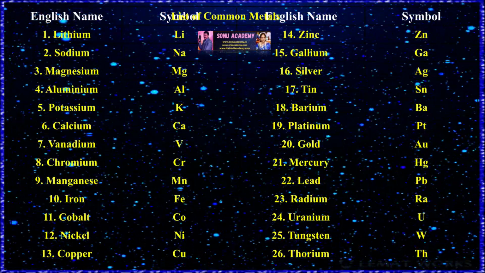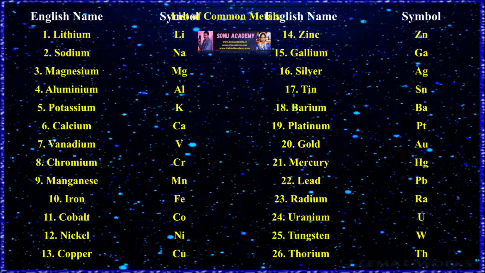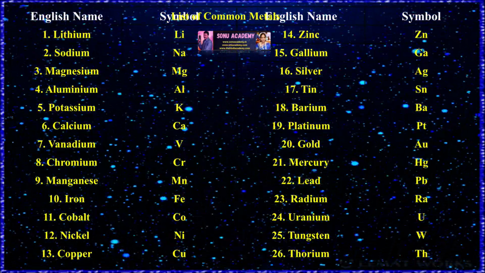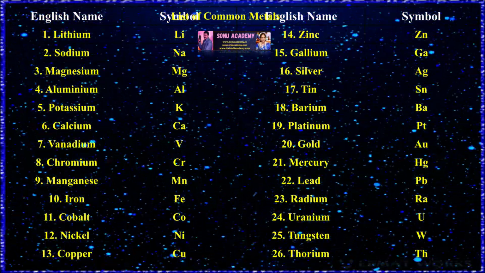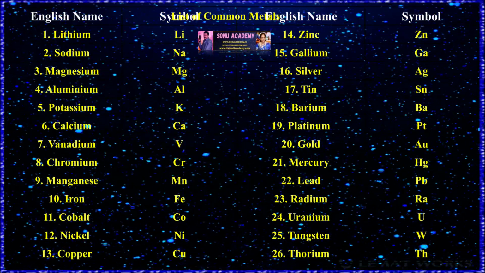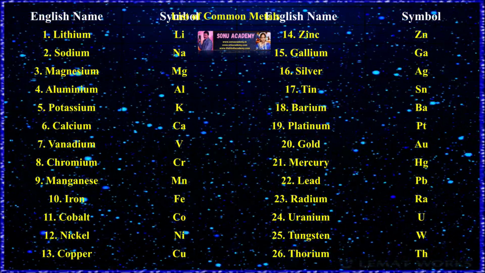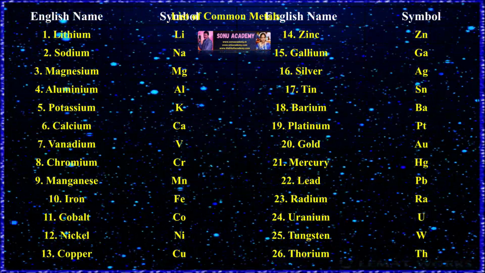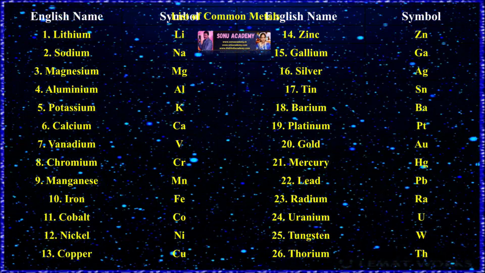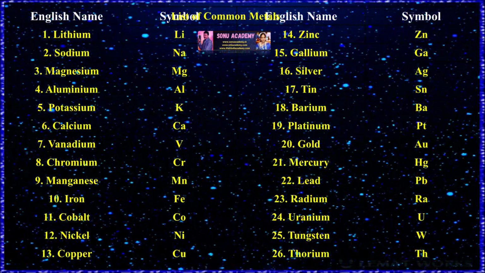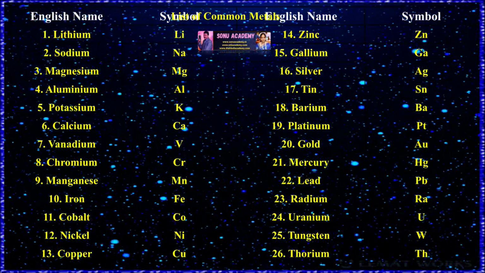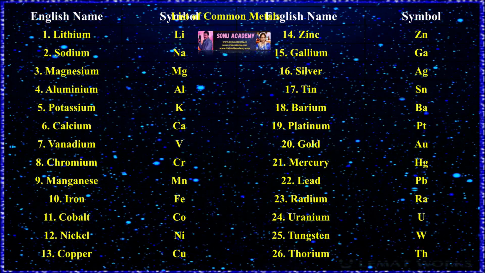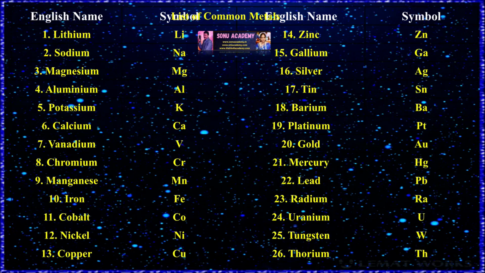Then come to zinc, symbol is Zn, gallium symbol is Ga, silver is Ag, tin symbol is Sn, barium symbol is Ba, platinum symbol is Pt, gold symbol is Au, mercury symbol is Hg, lead symbol is Pb, radium symbol is Ra, uranium symbol is U, tungsten symbol is W, thorium symbol is Th. These are some of the common names and symbols of metals.